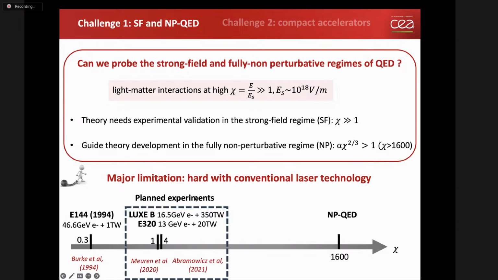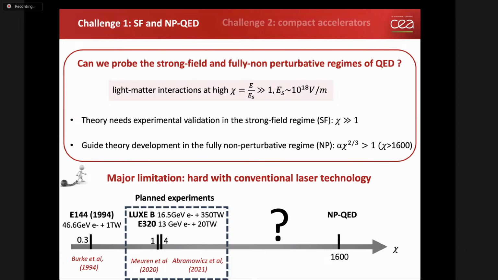You have several planned experiments, some in Europe, some in the US, still in the collision configuration. For instance, the LUXE experiment is planned to collide the electron beam from the European XFEL with a 350 terawatt laser, where they plan to achieve a chi parameter of around 4. And the E320 experiment at SLAC, where they plan to achieve a chi of the order of unity. So these chi parameters are of the order of unity, and so there is a huge gap to explore between this chi parameter and the so-called fully non-perturbative regime.